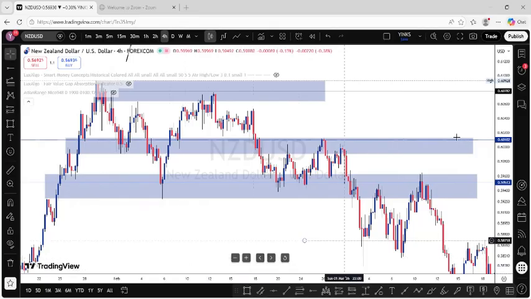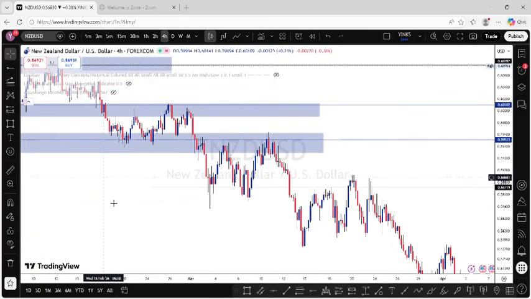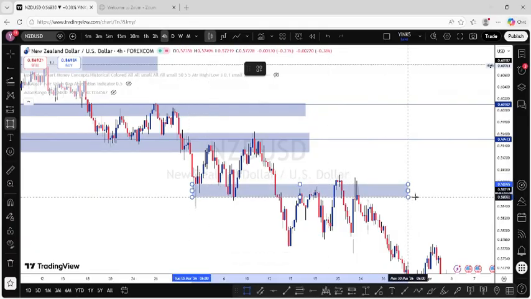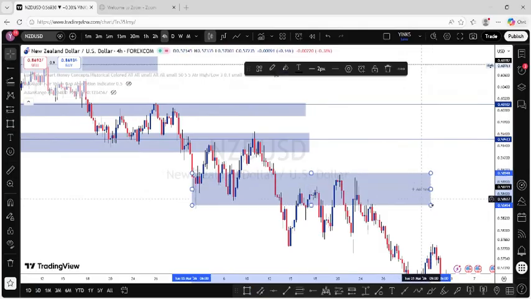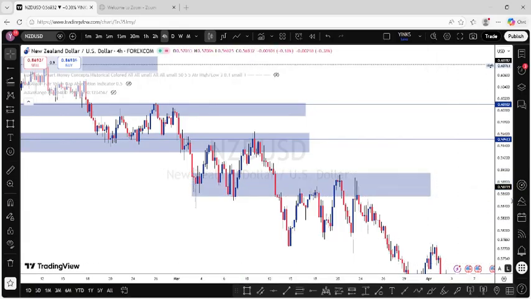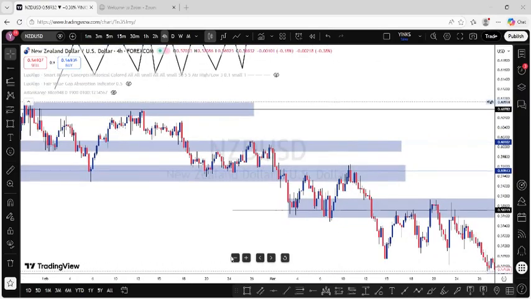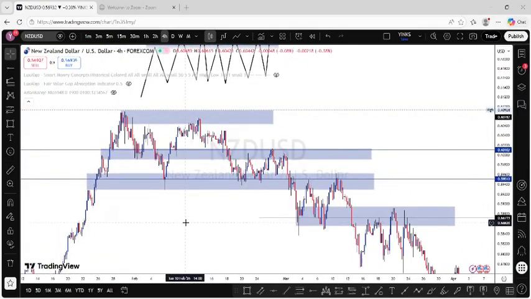I've identified another zone area. Now, this is another one. How do you mark this? I don't have to say too much. You can see right here. Now you can choose to use the wick. You can choose to use the candle close. I've identified another zone. This is how to mark out a zone, so you don't miss out on what? Trades.